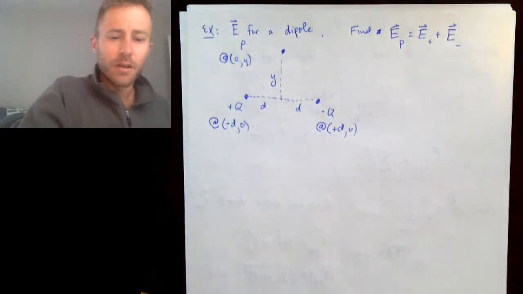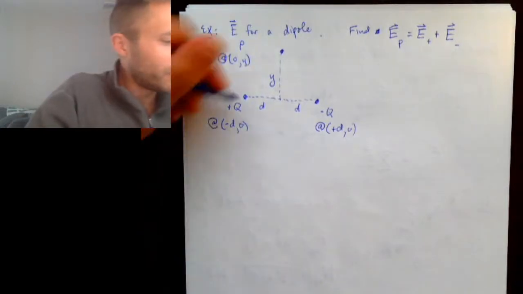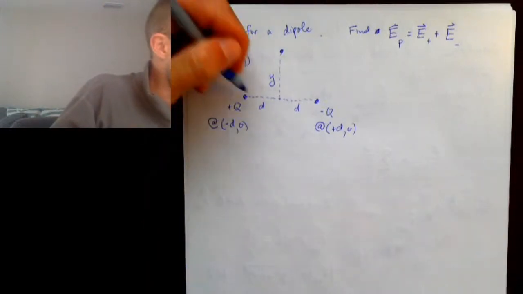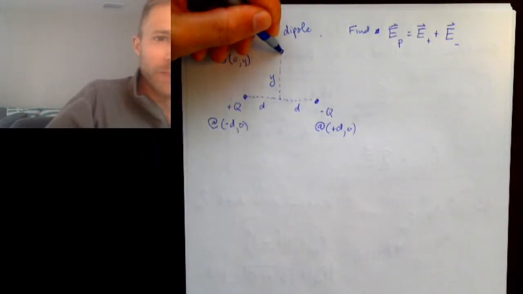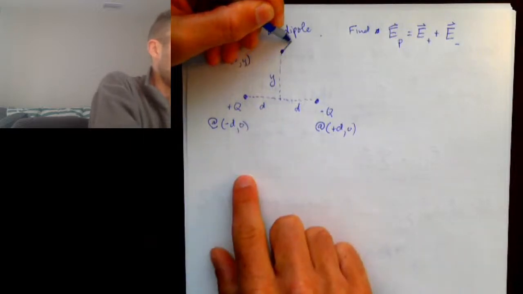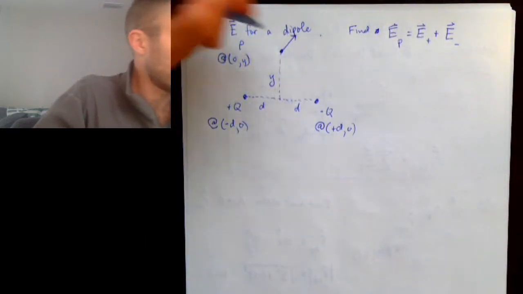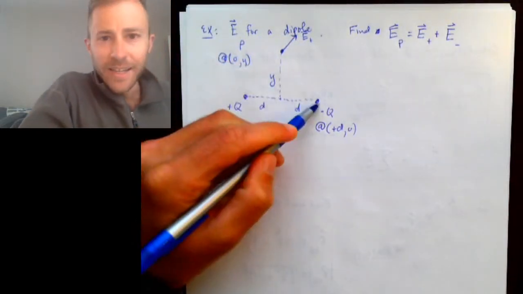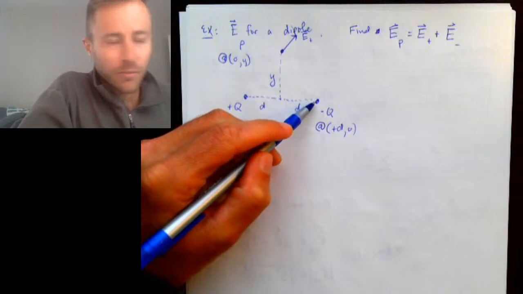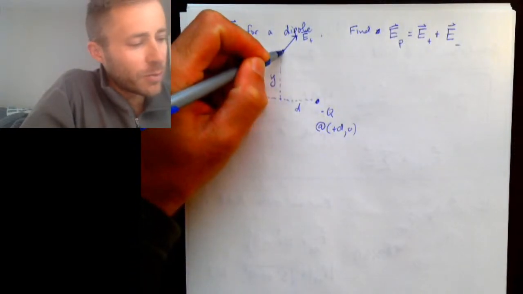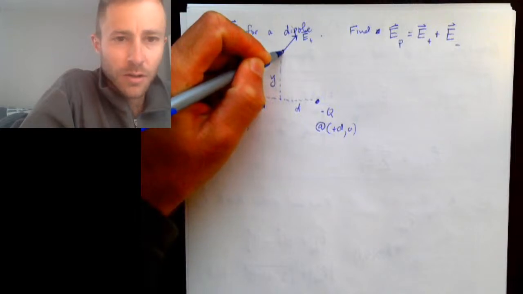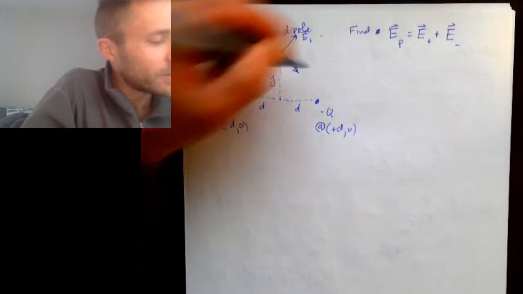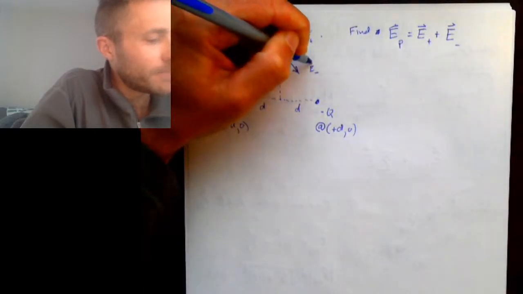Now, this positive charge creates an electric field that goes away from it. If you're at point P and you want to run away from that positive charge, you're going to go up in this direction. So that is E plus. A negative charge creates an electric field that points towards it. If you're at point P and you want to run towards that negative Q, you're going to run in that direction. So there's E negative.